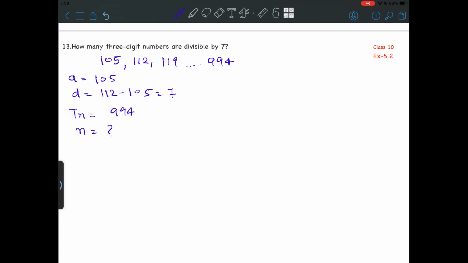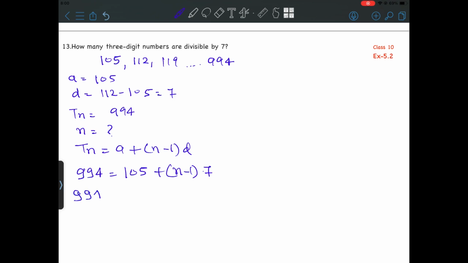So we have to find out the value of n. We'll use the formula of the nth term: Tn is equal to a plus (n minus 1) into d. The value of Tn is 994, the value of a is 105, we have to find n minus 1, and the value of d is 7. Let's move 105 to the left hand side, so it becomes negative: 994 minus 105 is equal to (n minus 1) into 7. Or we can say that (994 minus 105) upon 7 is equal to n minus 1.